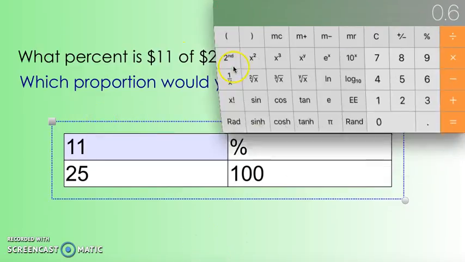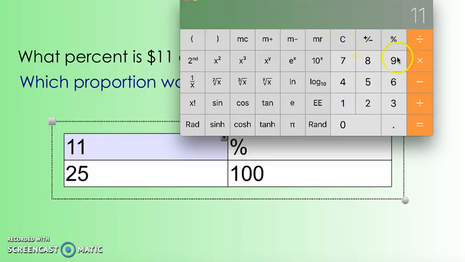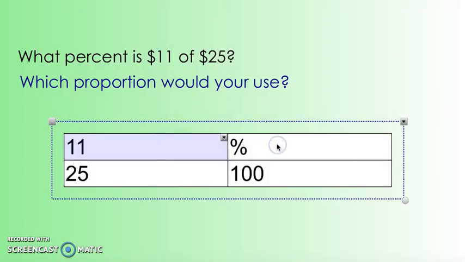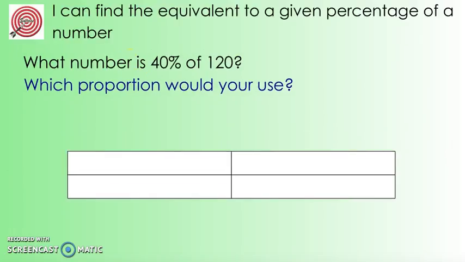So let's multiply. If we go, remember diagonally first, 11 times 100 divided by 25. The answer is 44. And I can check my answer by doing 11 divided by 25 is 0.44. Is that the same as 44 divided by 100? Yes, it is. Perfect. Okay, how about this one?